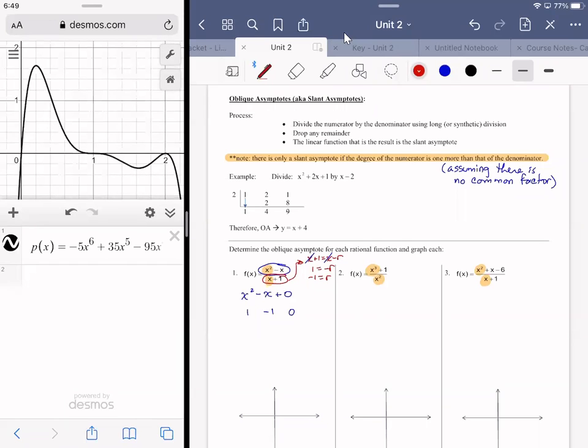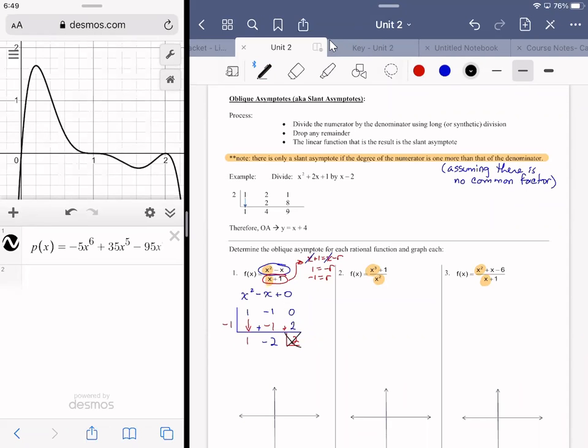All right, so we're going to take that -1 and put it on the outside with synthetic division. Bring down the 1. Multiply by the -1. Add. -1 plus -1 is -2. Multiply by the number on the outside, you get a +2. Add. You get a remainder of 2. However, when looking for oblique asymptotes, we drop any remainder. So we just toss this out of there.